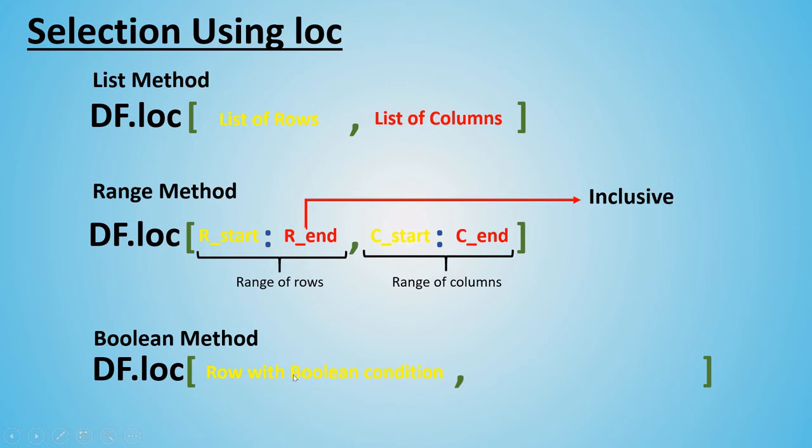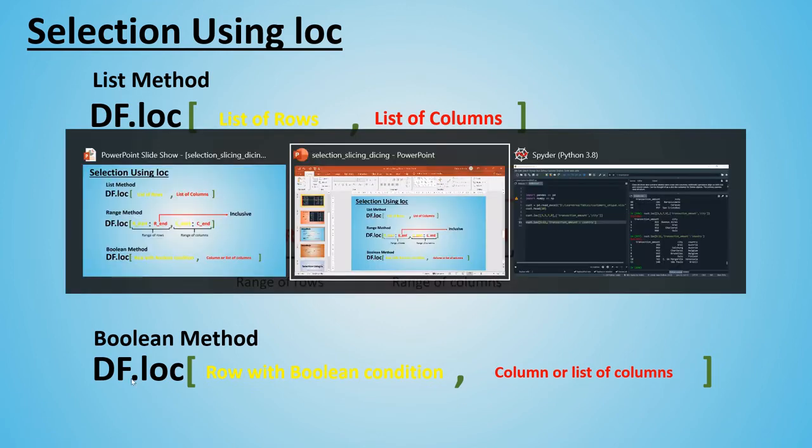A Boolean condition is, like you can say, where transaction amount is greater than 300, where country is Canada, something like that. So that will be your Boolean condition over here. At the right hand side you can either provide one column or a list of columns. This is how you can use the Boolean method to make the selection using the loc data frame method. Let's go to the Python IDE and try to understand this practically.